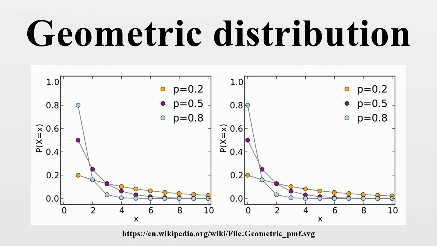For example, suppose an ordinary die is thrown repeatedly until the first time a 1 appears. The probability distribution of the number of times it is thrown is supported on the infinite set 1, 2, 3, and so on, and is a geometric distribution with p equals 1/6.